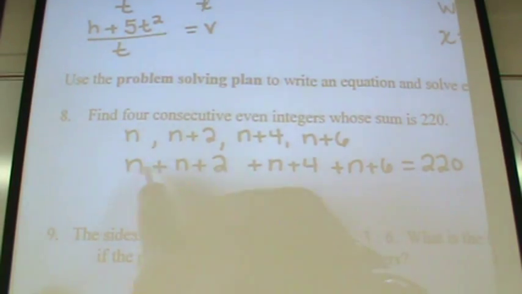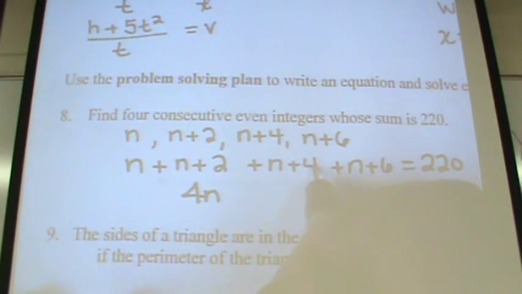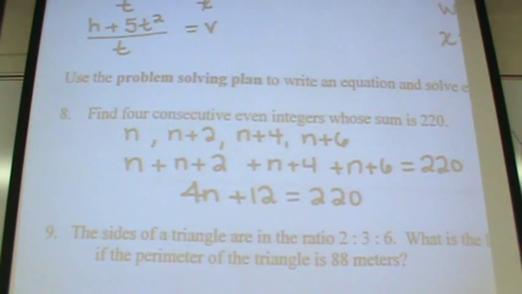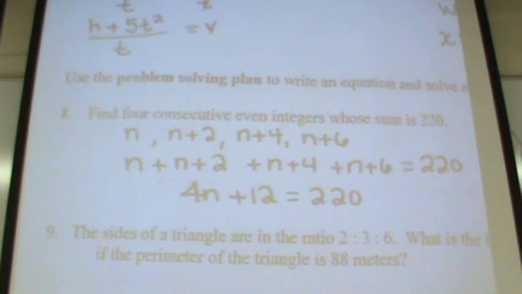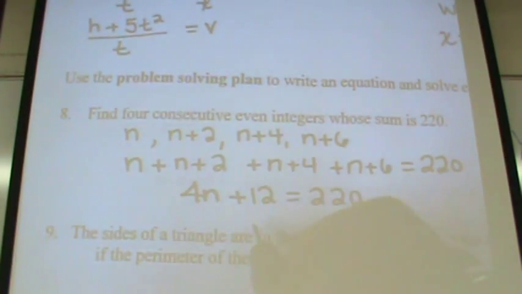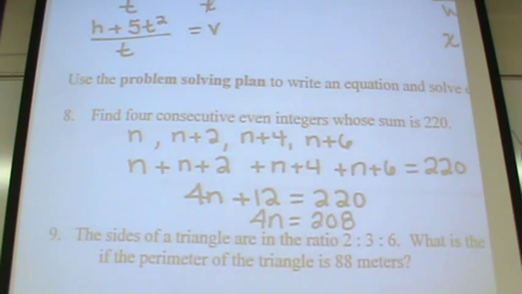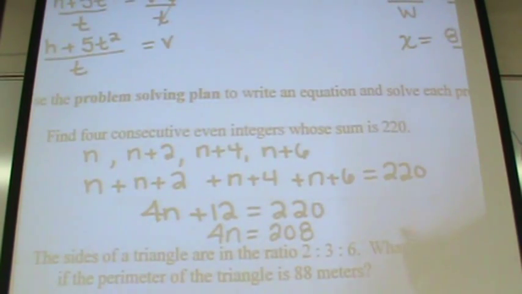Simplify this, you get 1n plus 2n plus 3n plus 4n. 4n, and then 4 and 6 is 10, and 2 is 12, equals 220. Subtract 12. So 220 minus 12 is 208. So 4n equals 208. And then what you're going to do is divide that by 4. You should get 52. So n is 52.